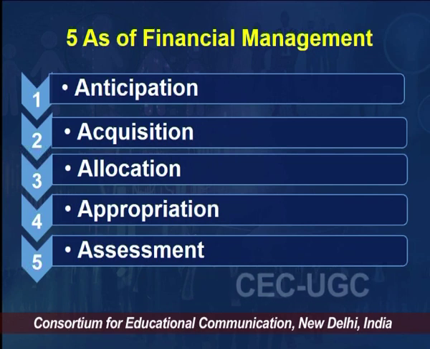The last A is assessment, that on the basis of experience, we have to make an assessment of the future. So this is a cycle which keeps on going, and these are the 5 A's of financial management. So with this I would like to wind up, friends, and I hope you understood what financial management is, what finance is for that matter, and what the 5 A's of financial management are.